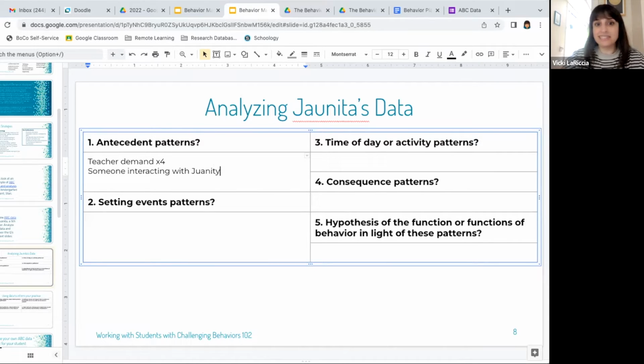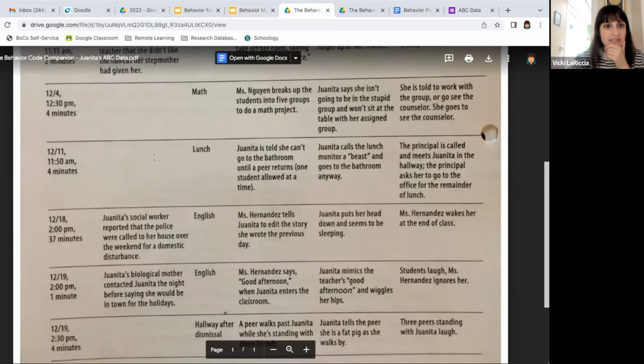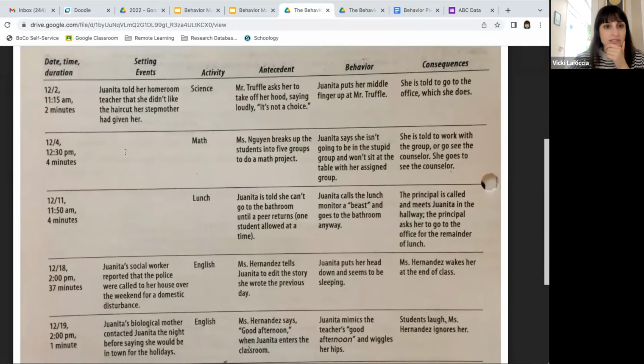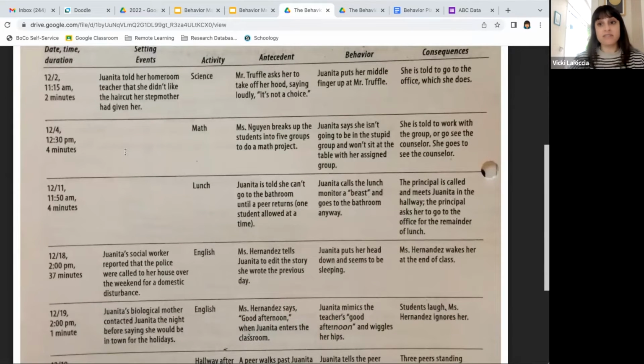Anything else with antecedents that you noticed patterns in? All right. Next is setting events patterns. So setting events patterns are what we call distant antecedents, something that happened earlier that day, or something that's kind of ongoing in the student's life. So we'll go back to our data. And the setting events, it looks like there's 3 setting events. So is there a pattern with the setting events?